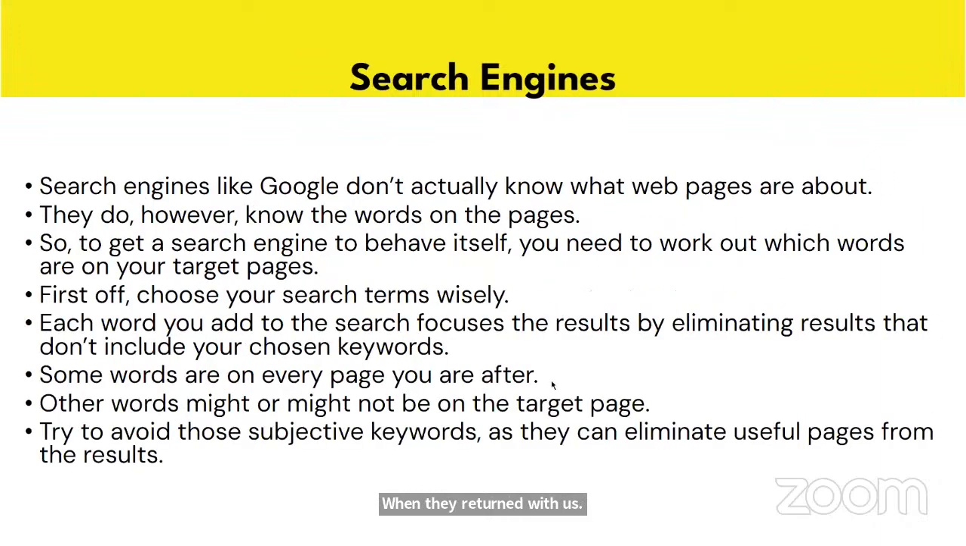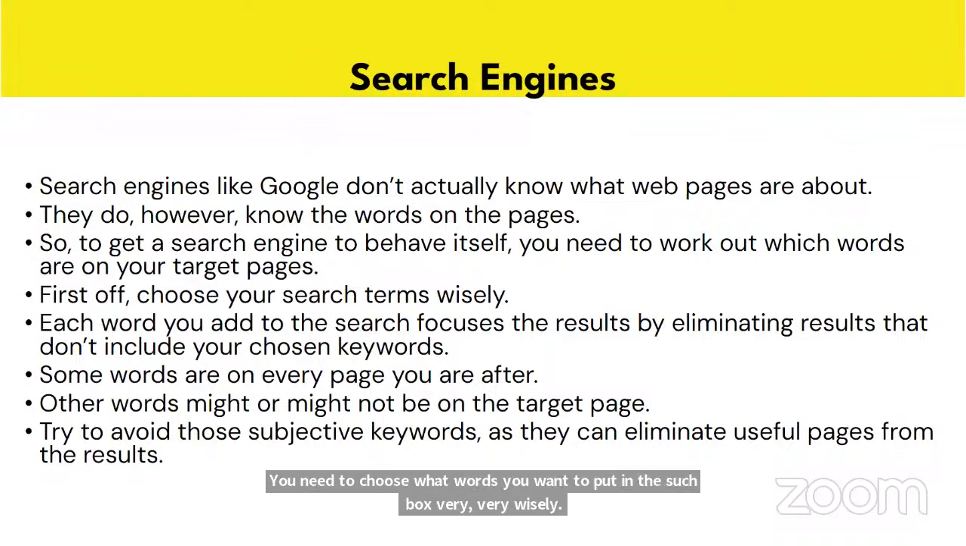Now, again, these search engines don't actually know what web pages are about. What they do know is the words that are on those pages. So for you to get a search engine to behave itself, you need to work out which words are on your target pages, like the kind of information that you're looking for. You want it to be returned from website pages that have what kind of words. So for you to get accurate results, you need to choose your search terms wisely. You need to choose what words you want to put in the search box very, very wisely.